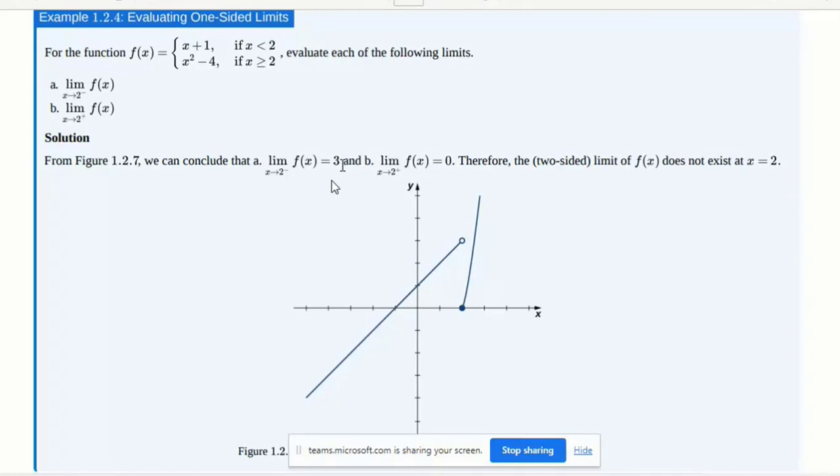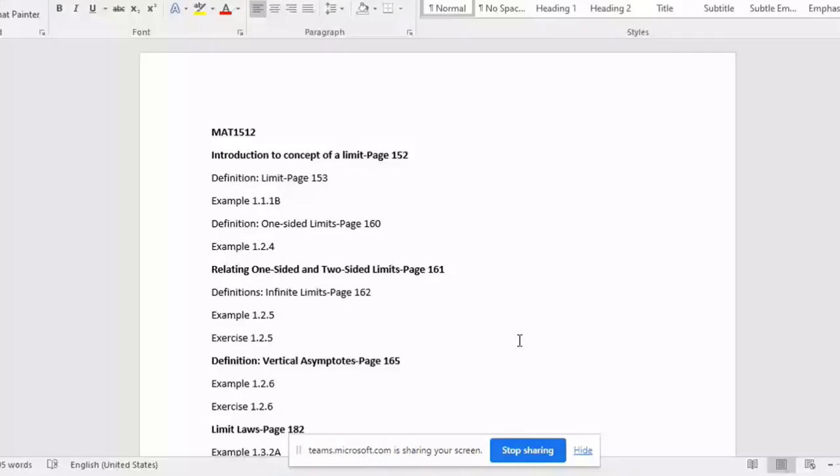Oh, okay. Even for the limit of f of x as x approaches 2 from the right, it is in fact 0. Do we all agree? Yes. All right.